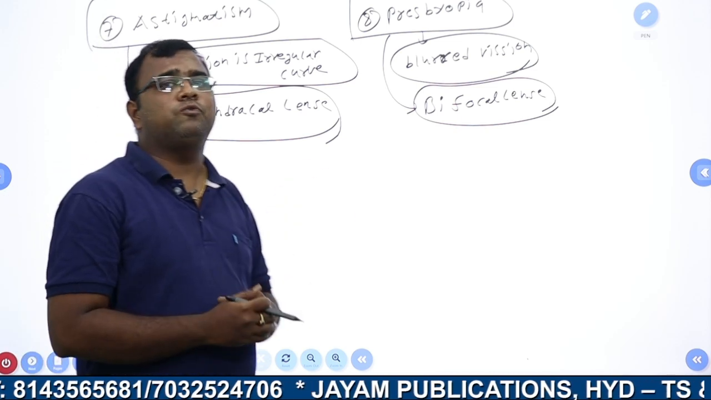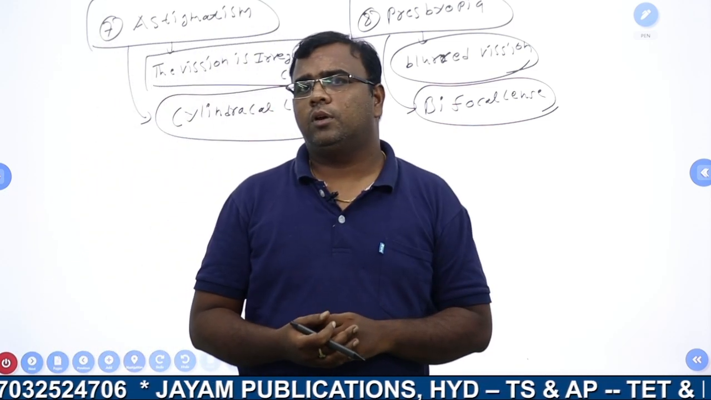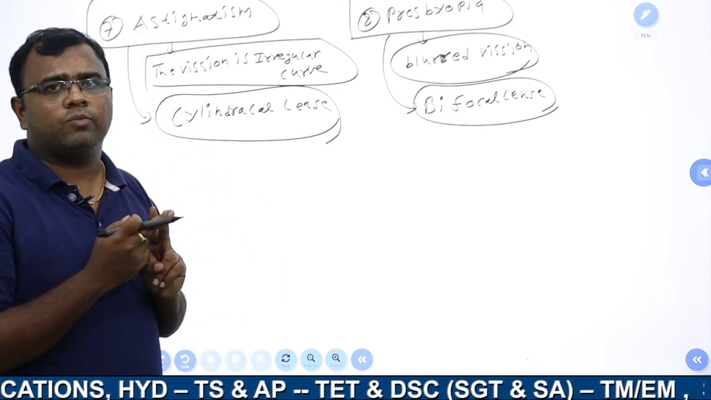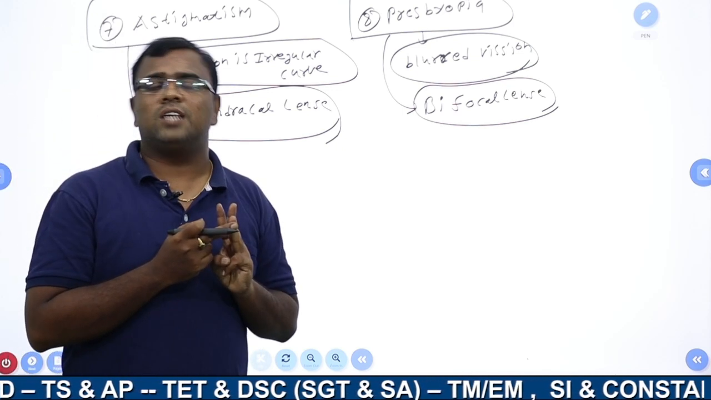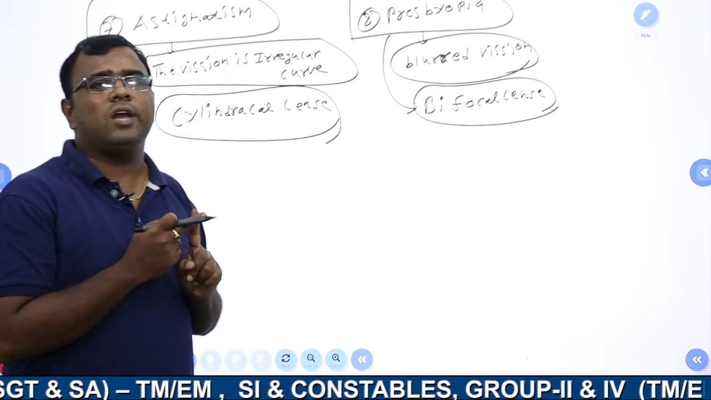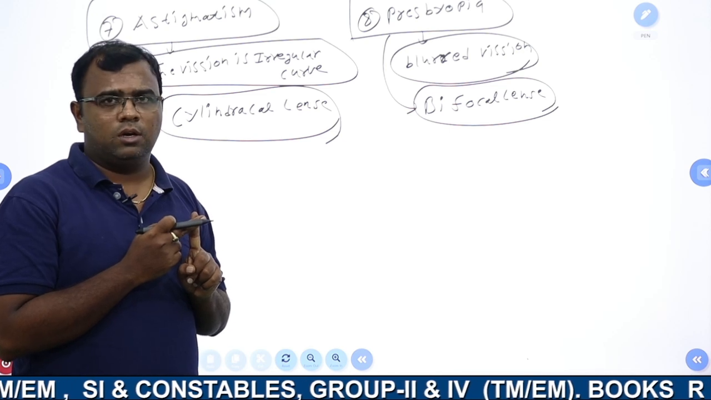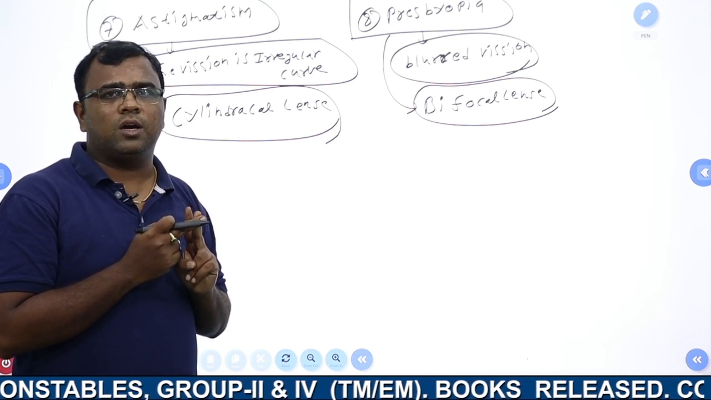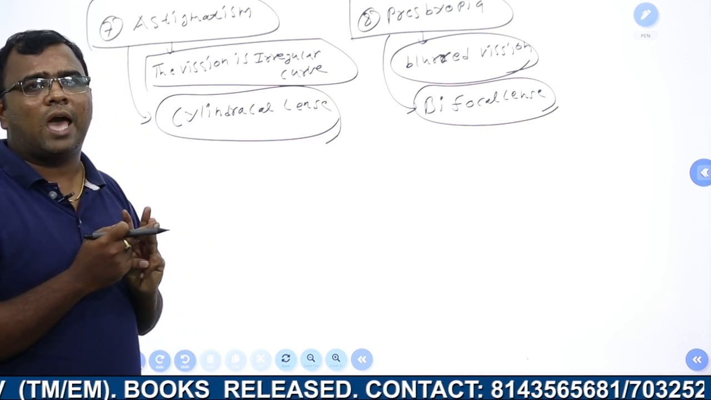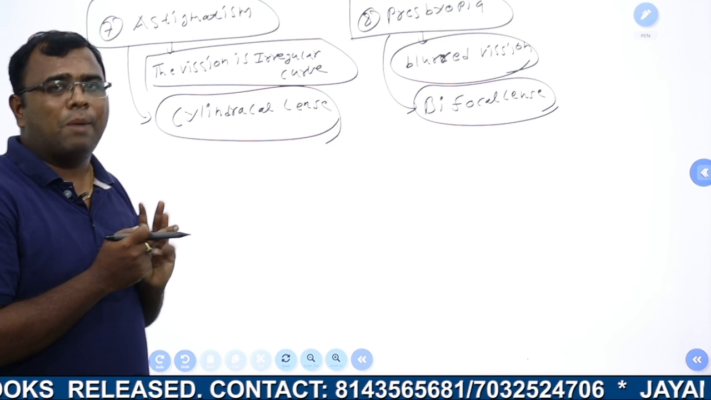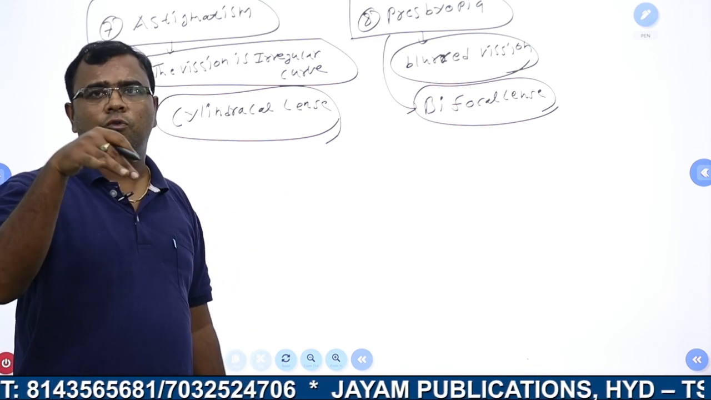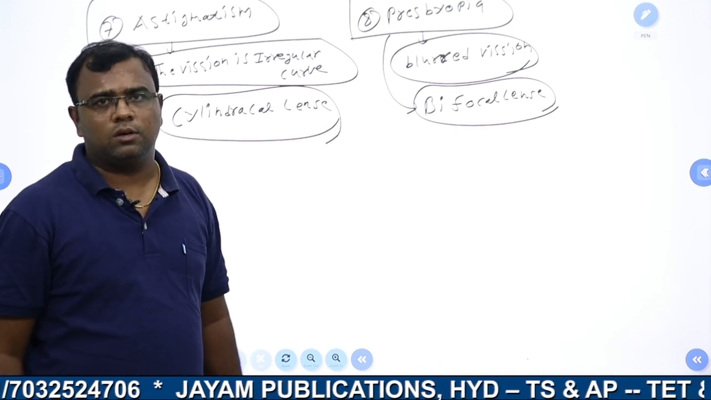In this eye disease, 4 lenses are there. The first one concave lens, the second one convex lens, the third one cylindrical lens, the fourth one bifocal lens. The concave lens is used for myopia persons. The convex lens is used for hypermetropia persons. The cylindrical lens is used for astigmatism person. The bifocal lens are used for presbyopia person. These are the 4 lenses in eye diseases.